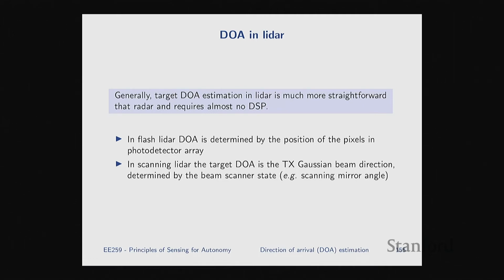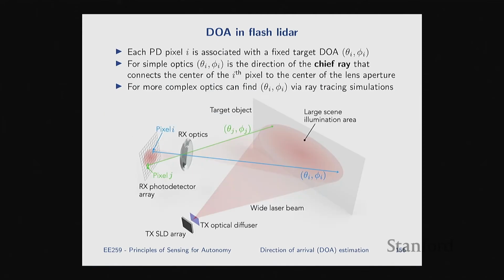We should talk about the two main types of LiDAR. If you remember, there's flash LiDAR, which illuminates the entire scene in one shot with a very wide laser pattern, and there's scanning LiDAR. Now let's look at how DOA is estimated in flash LiDAR. In flash LiDAR, it's pretty easy.